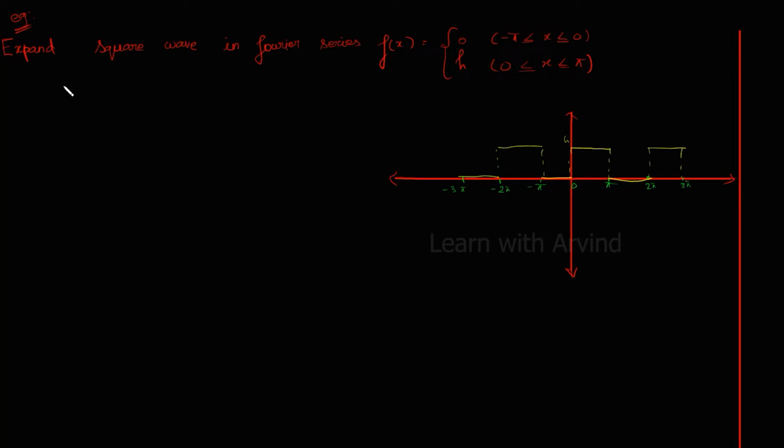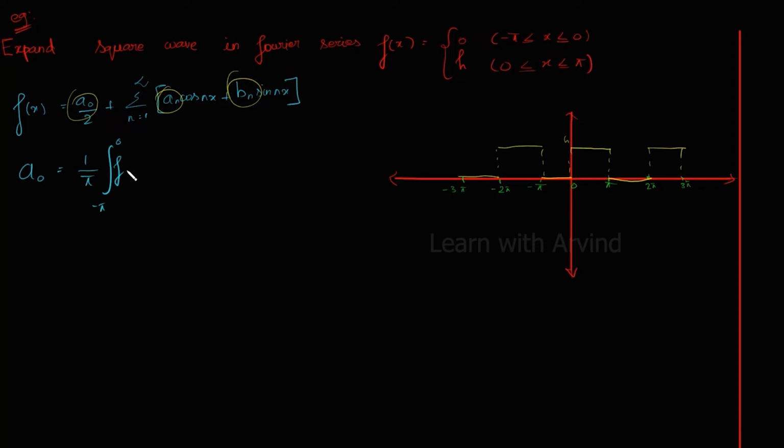Now the Fourier series f of x is equal to a naught by 2 plus summation n is equal to 1 to infinity a n cos nx plus b n sin nx. Now we will be finding the constants a naught, a n and b n. A naught is equal to 1 by pi integral from minus pi to 0 of f of x dx plus 1 by pi integral from 0 to pi of f of x dx.